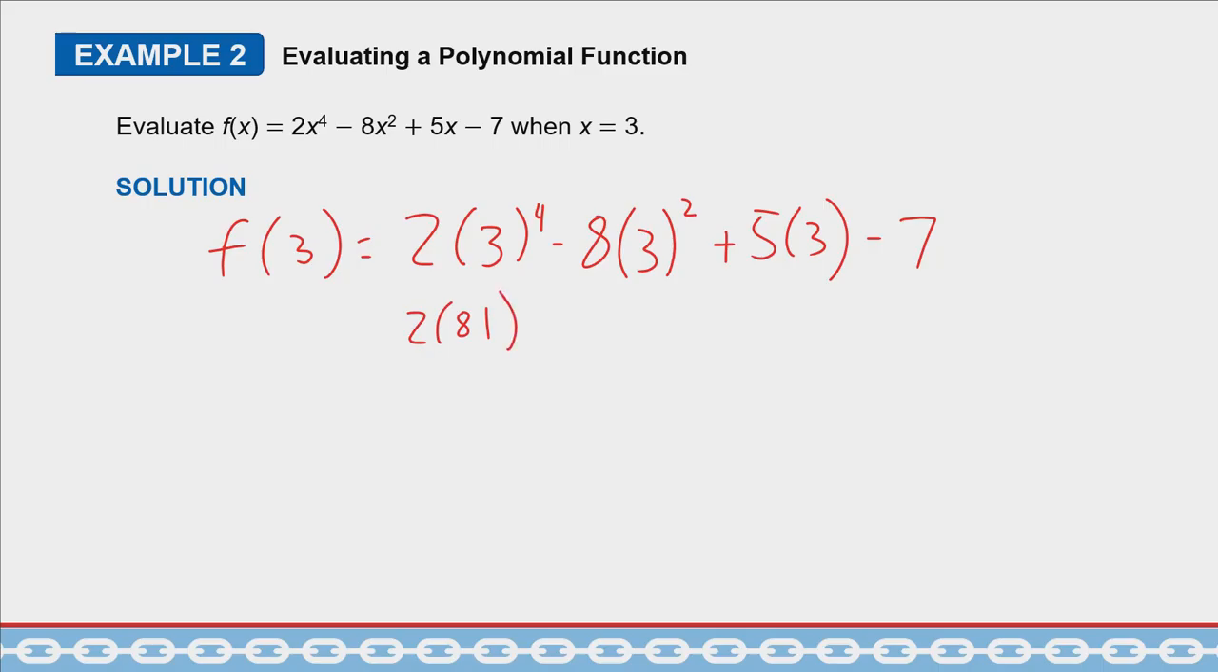I would evaluate 3 to the 4th. It's 81 minus 8 times 3 squared is 9. And then plus 15 minus 7. Right, and as I work this through, I will just start simplifying this down. Right, 81 times 2 is 162. 8 times 9, negative 72. And then this, I can simplify this, right? I can get plus 8.